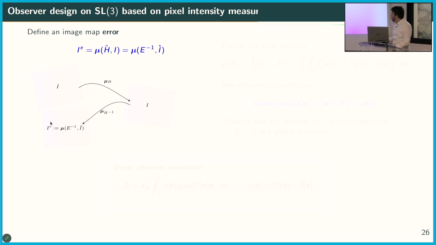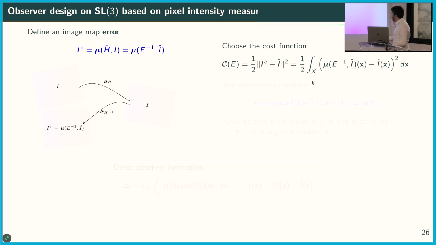And now I have to use the difference between these two images in order to design my observer. So I can define a cost function. This cost is given by this. It's simply the difference between the two image maps. And we have this cost.